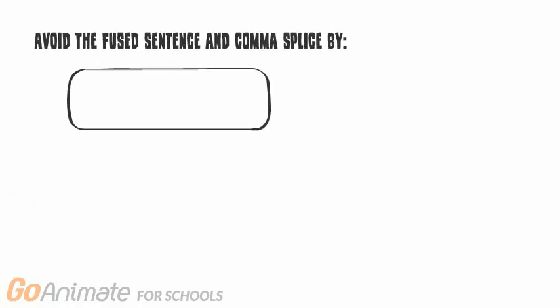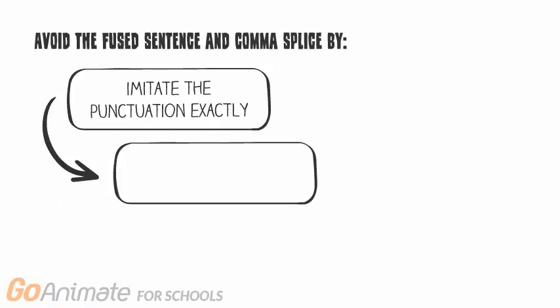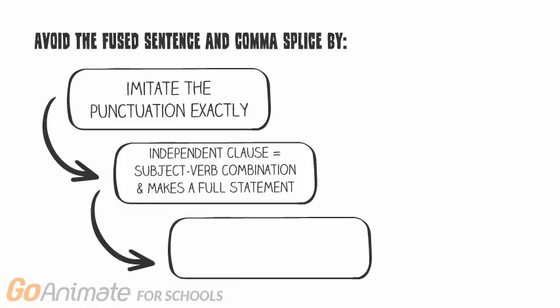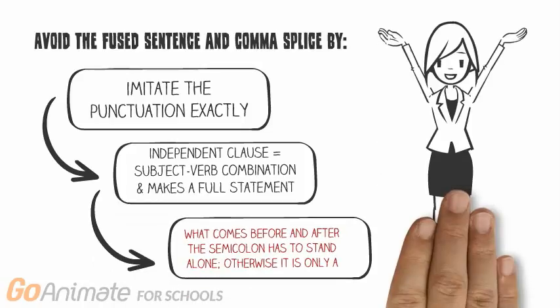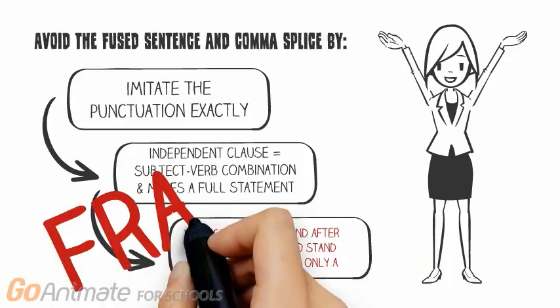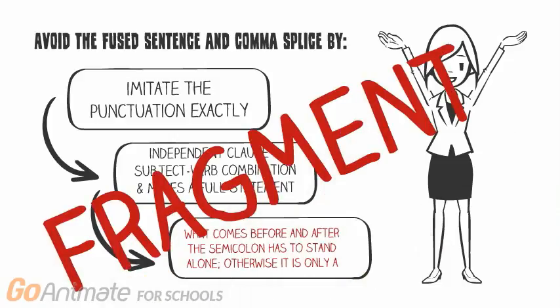You avoid the two pitfalls if you faithfully copy the following patterns for compound sentences, being careful to imitate the punctuation exactly. Remember that an independent clause has a subject-verb combination that makes a full statement. What precedes and what follows the semicolon must be capable of standing alone, otherwise it is only a fragment.